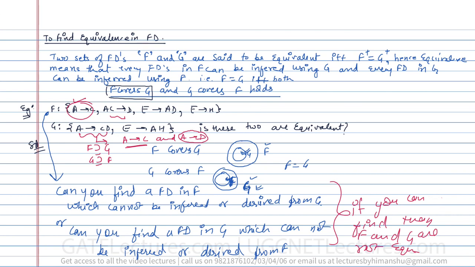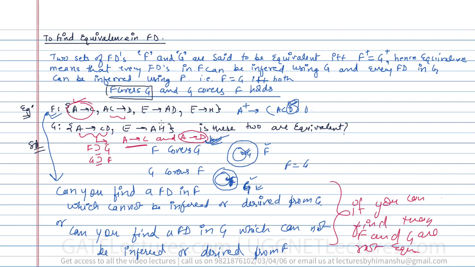The easiest way of doing this: if A derives D, the exact same statement is not present here, but how can you say that F cannot derive this? Take A closure in F. If in A closure we have D, then you can say this A derives D is also present in F. So if you take A closure in F, from A we can derive C, and from AC we can derive D. Now because there is a D here, this functional dependency can also be determined in F. Okay, so this is also present in F.